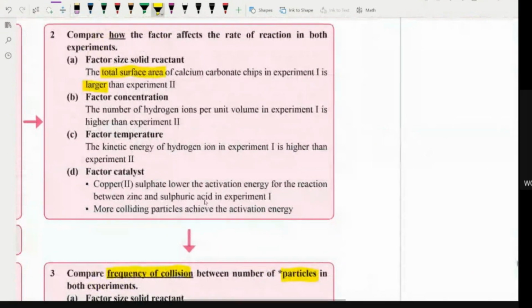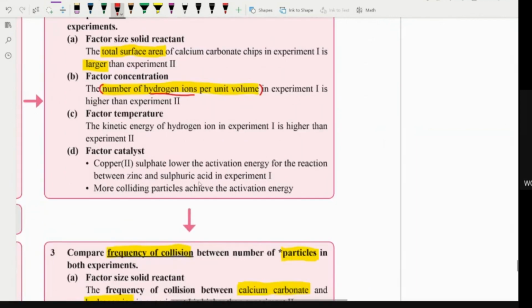Okay, here, the number of hydrogen ions per unit volume. So this one is standard now for the concentration factor. So the number of hydrogen ions per unit volume, because here we are using the acid, so acid, hydrogen ions, right?